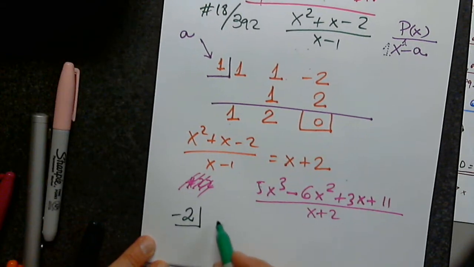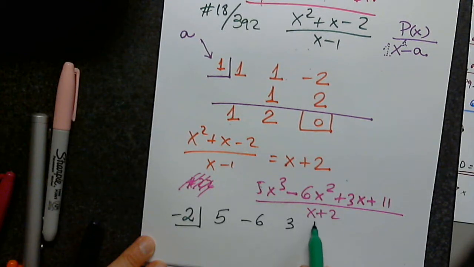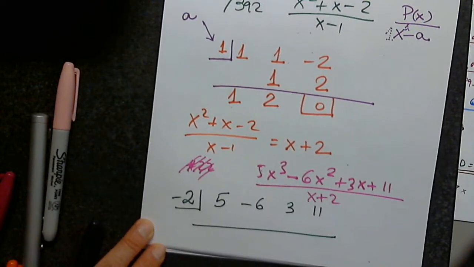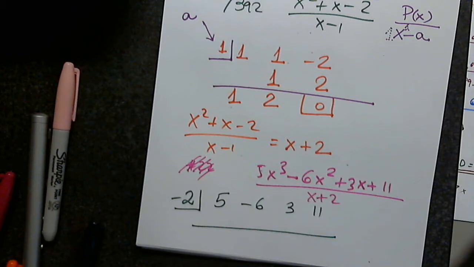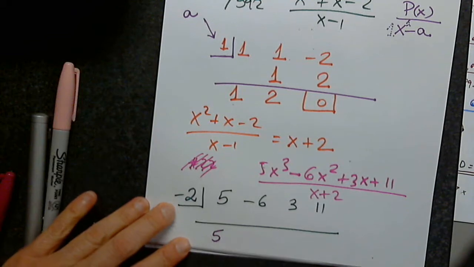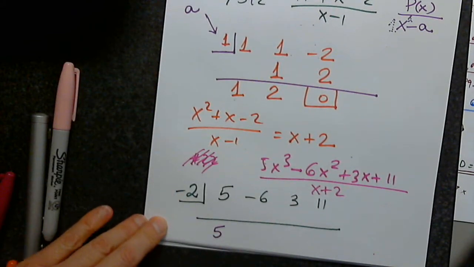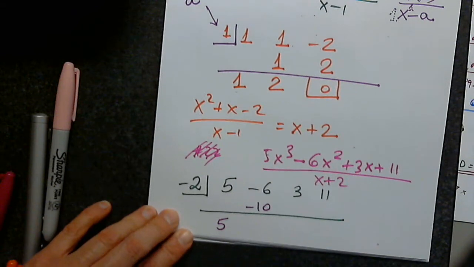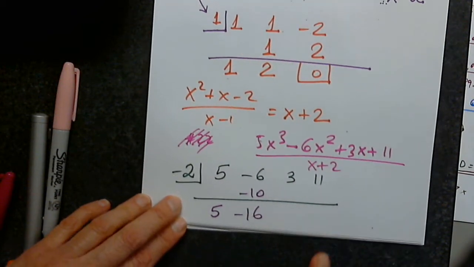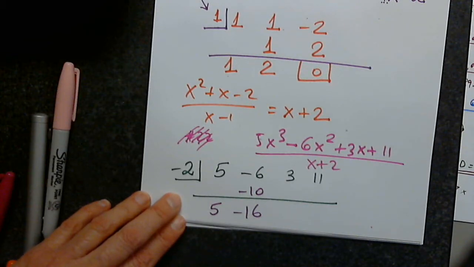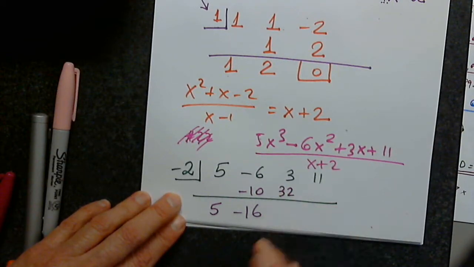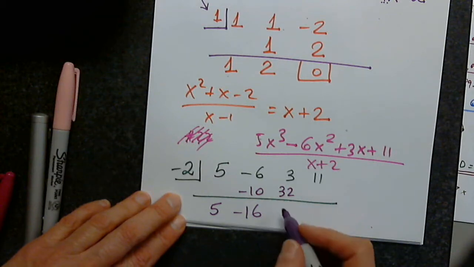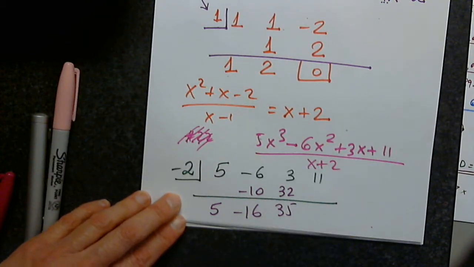Dictate the coefficients, please. Yes? Perfect. Very good. So the algorithm is asking us to do what first? Bring down or copy 5. Very good. -2 times 5. -6 minus 10. Very good. -2 times -16. Very good. 32 plus 3. Very good. -2 times 35.